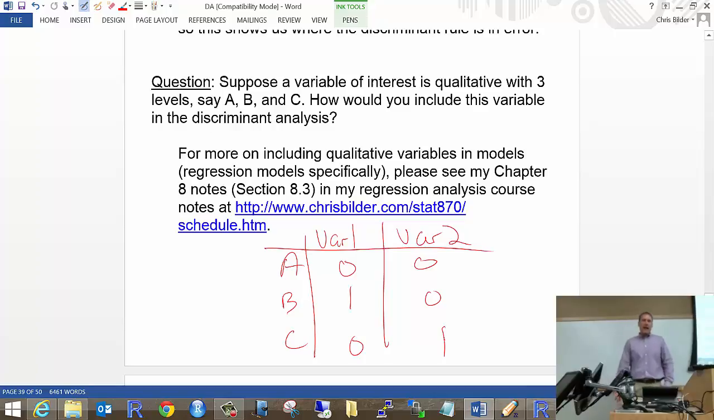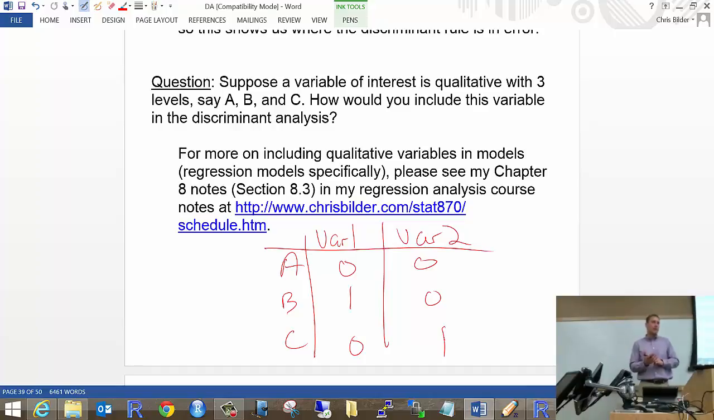Level A is going to have a value of 0 for variable 1 and a value of 0 for variable 2. Level B is going to have a value of 1 for variable 1, 0 for variable 2. And lastly, C has a value of 0 for variable 1 and 1 for variable 2. This is how you code a qualitative variable in a numerical manner that you can include in discriminant analysis. You can actually include it in any kind of regression model. The reason this works is that each unique level of this qualitative variable, A, B, and C, has a unique coding amongst the variables.